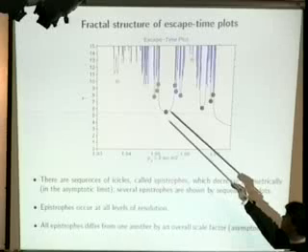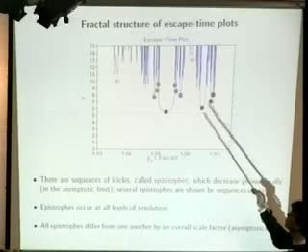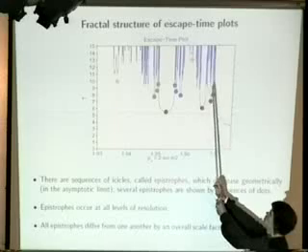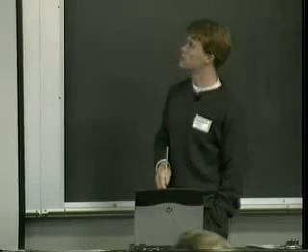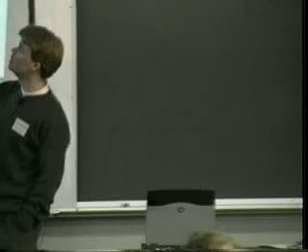There are numerous sequences of icicles. Here I've illustrated one such sequence with these red dots. So we have one icicle, 2, 3, 4. In fact, it's an infinite sequence converging to this point here. And we call such a sequence an epistrophe. So that's what I mean by an epistrophe. It's these regular sequences. And we see these epistrophes throughout the escape time plot and on all scales.